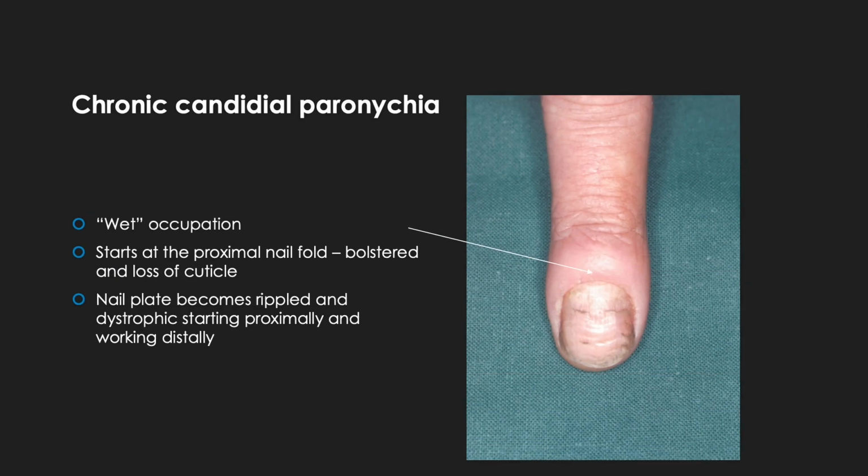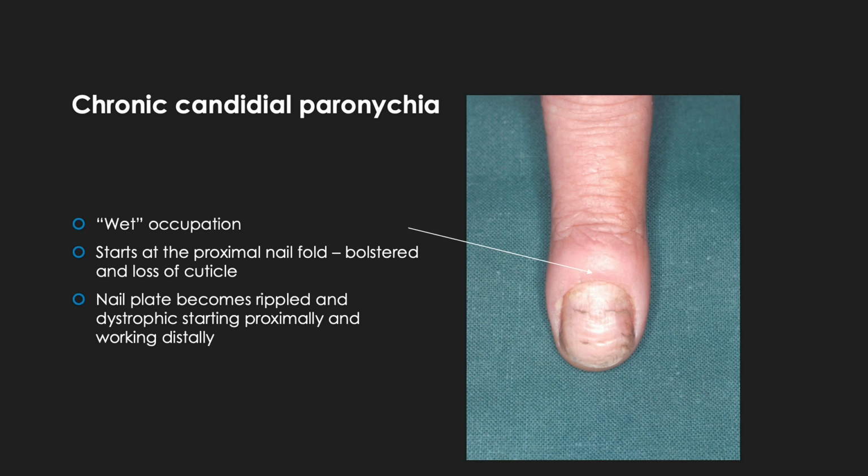Candida can infect the nail unit, and this tends to occur in people who've got wet occupations, such as people who might be working in fish shops or have got cleaning jobs and their hands are constantly wet and dry. What happens is that this wetting and drying allows the cuticle to separate from the nail plate, and then there's the development of a potential space on the proximal nail fold, and water can collect in that area, and this allows then the growth of Candida.